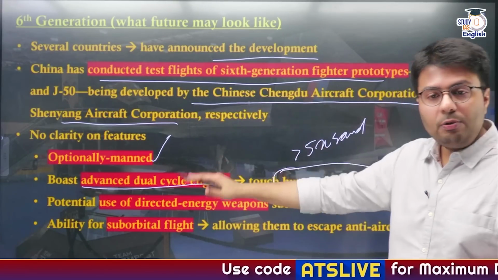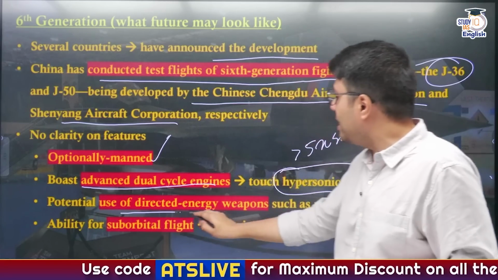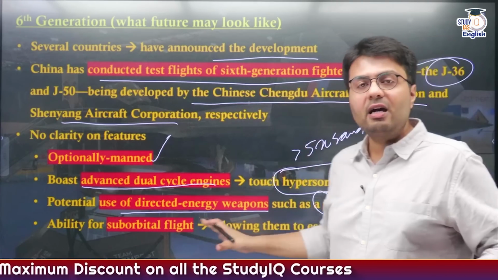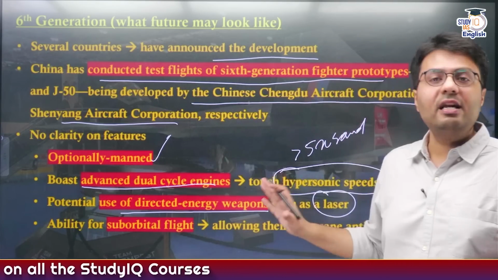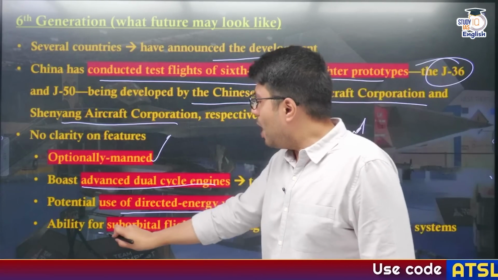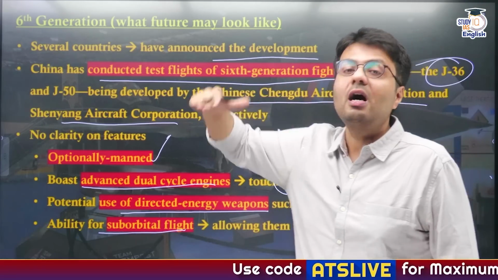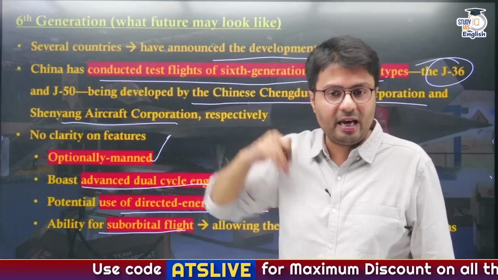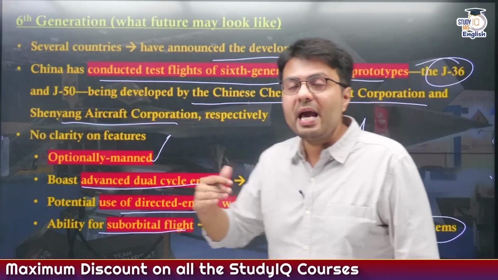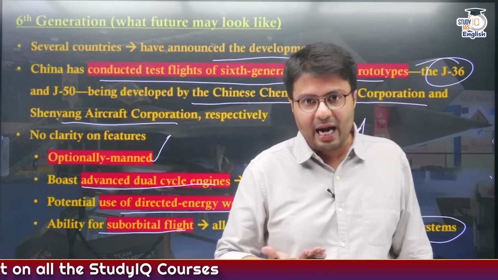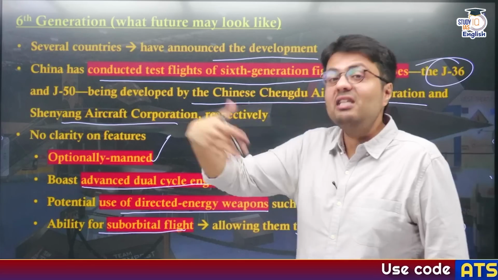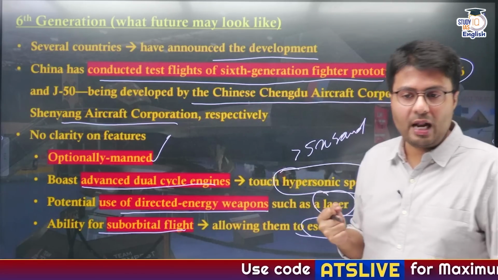Similarly, it will also employ energy directed weapons such as lasers. In addition to carrying missiles and guns, these aircraft are also expected to carry directed energy weapon systems like lasers. And it will have the ability to undertake a suborbital flight, which means a flight much higher than the existing aircraft. Therefore, it will allow them to escape the existing anti-aircraft missiles, making them much more deadly and effective. So this is what is expected of the 6th generation of aircraft, the kind of features that it will have.